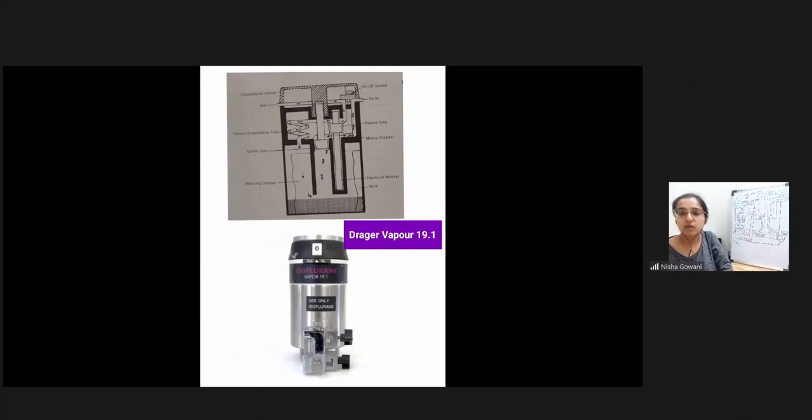This is the image of Drago Vapor 19.1. This is of isoflurane again, and this is for all agents except desflurane. This is again a variable bypass vaporizer. We have the image of how it looks externally, but you can see it doesn't have that T setting. There is no option of transfer in this. Internally the structure is the same, the physics principle is the same. It's just that internally all these vaporizers have some modifications, but overall the basic features are the same.